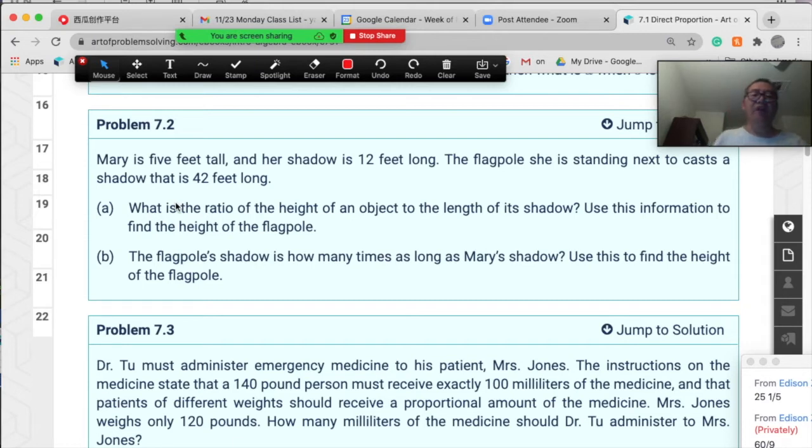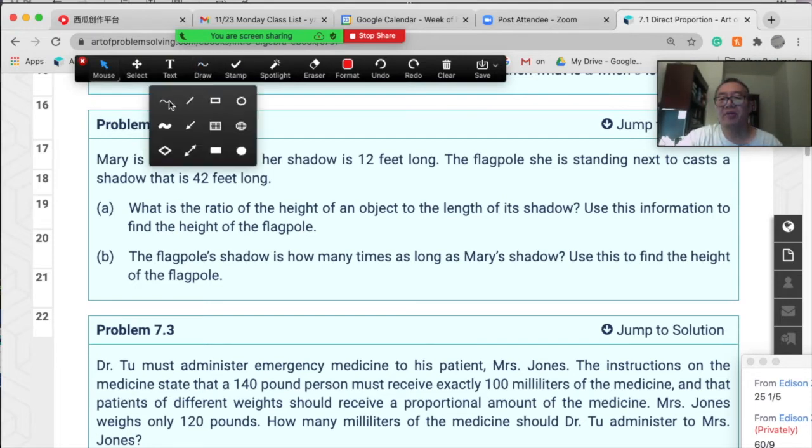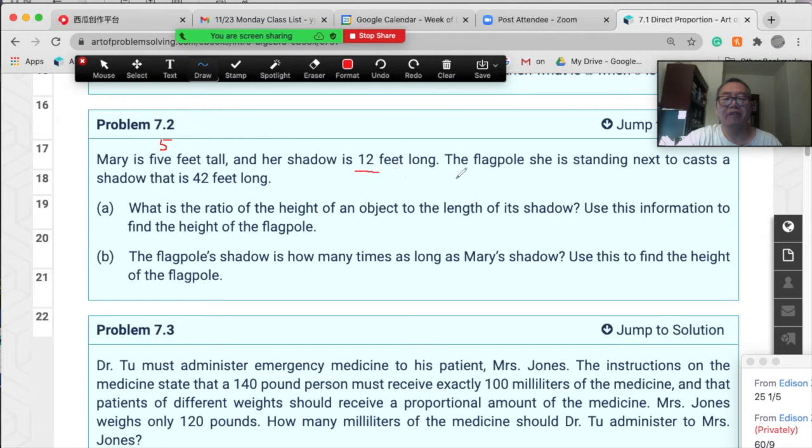of an object to the length of its shadow. Use the information to find the height of the flagpole. Okay, so now let's say first you need to draw a picture to help you understand this problem. She said Mary is 5 feet tall. Mary is 5 feet tall, and her shadow is 12 feet long.